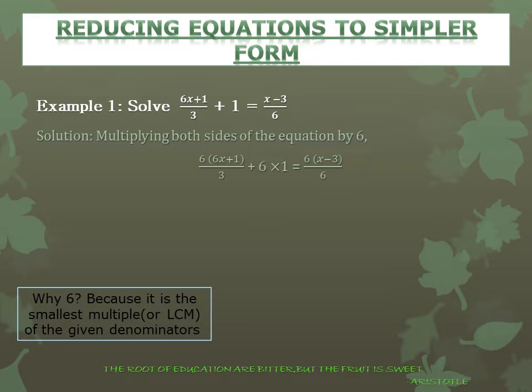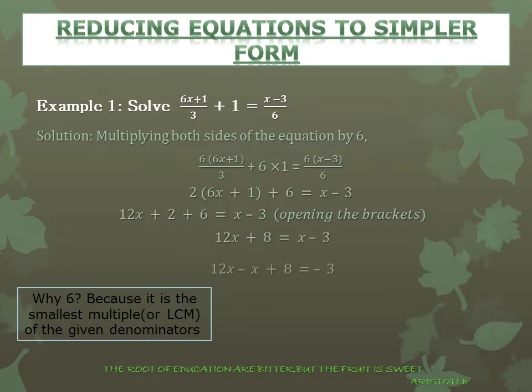We can cancel 6 and 3 from the first term and it becomes 2 as a factor in the first term. The second term becomes 6 into 1, 6 itself, and on the RHS 6 and 6 can be cancelled and the remaining factor is x - 3. Therefore, our new equation is 2 into (6x + 1) plus 6 is equal to x - 3. Now easily you can solve this one by opening the bracket. Then the equation becomes 12x + 2 + 6 = x - 3.